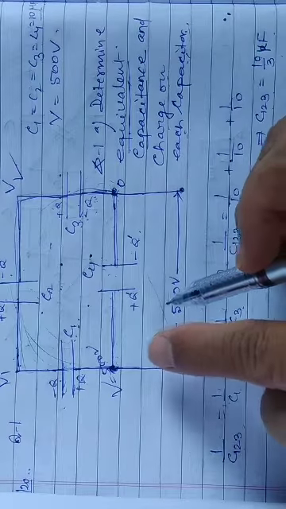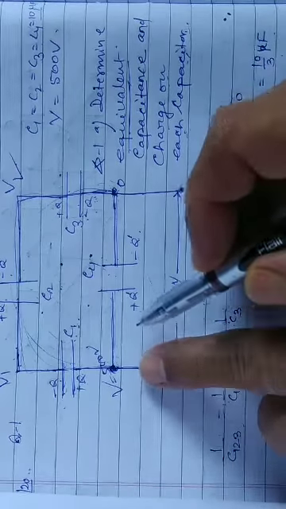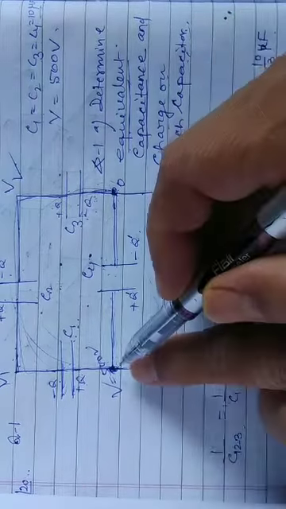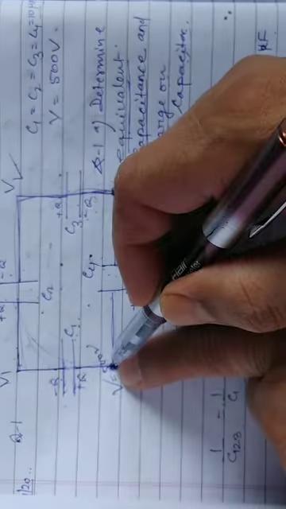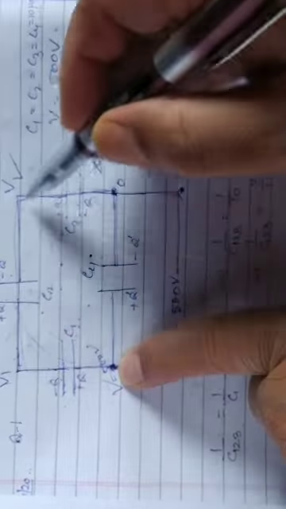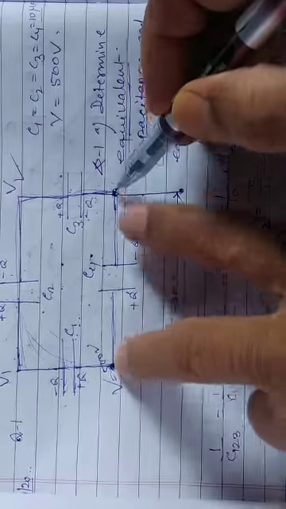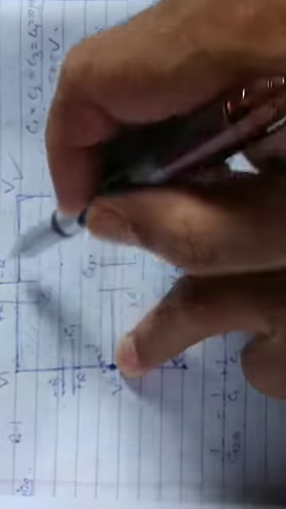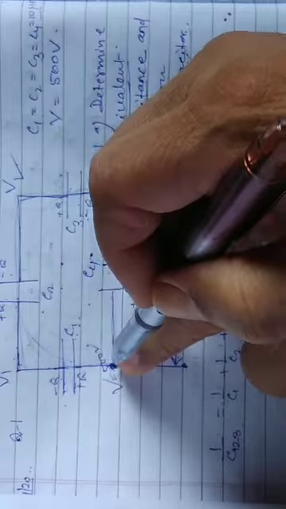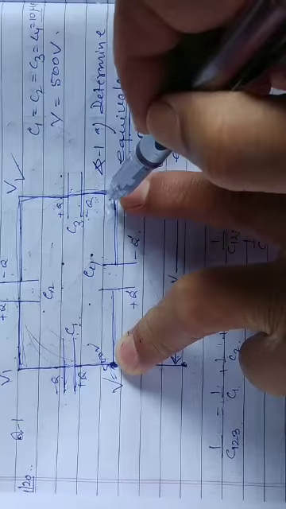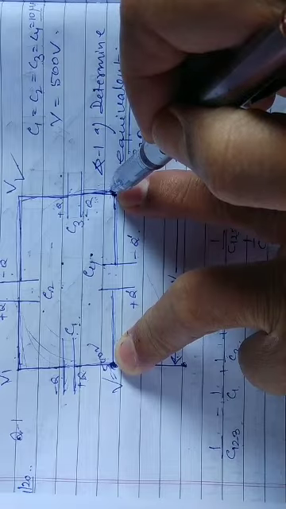So let us find out the equivalent capacitance. If you look at the diagram, you will find that if you start from here by crossing C1, C2 and C3, we will arrive here, and there is no branching on the way. So C1, C2, C3 are in series.